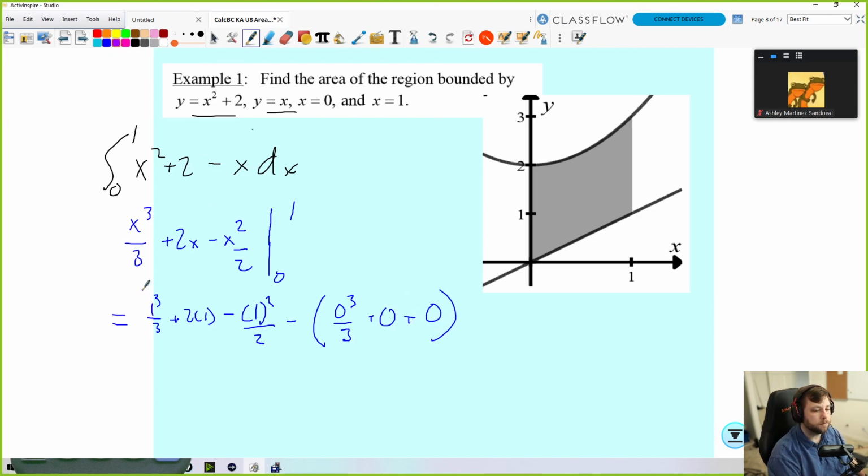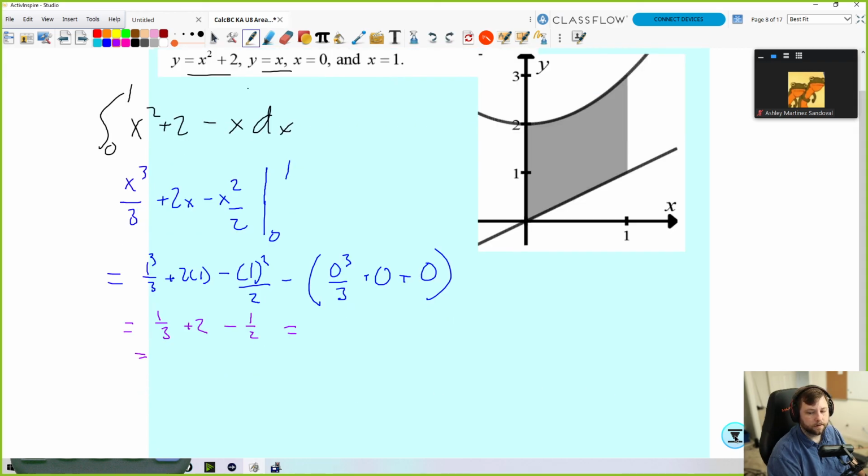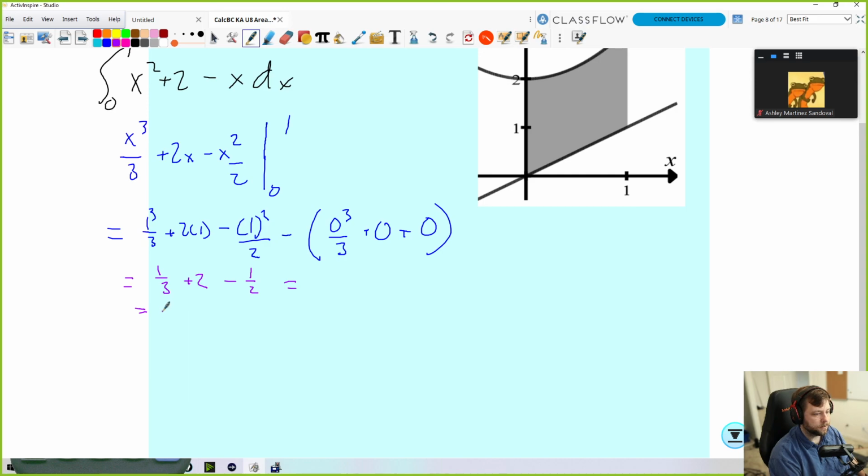Now, if this was a free response, I'm circling this answer. But we're going to be big kids here. Try to simplify. That's going to be 1/3 plus 2, minus 1/2. And then we're like, oh, fraction math. How do we even do that? You got to make the same denominators, right? 6 would be the common denominator. So this will be 2 sixths, this will be 12 sixths, minus 3 sixths, which is going to give me 7 sixths.